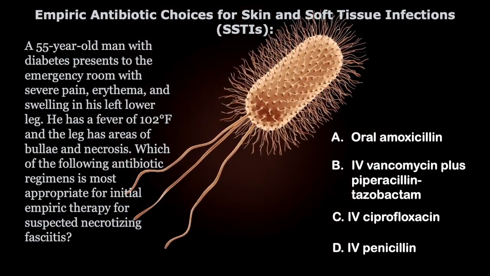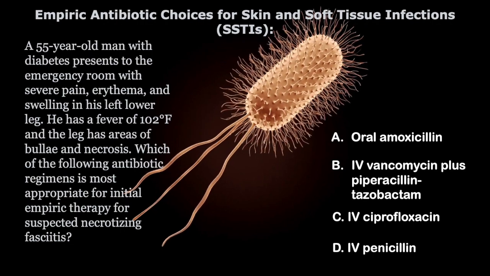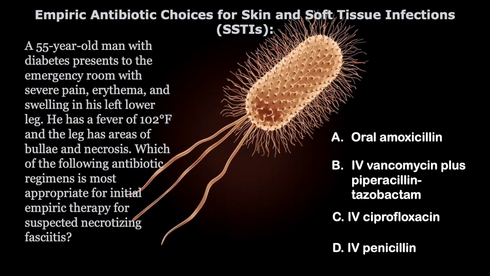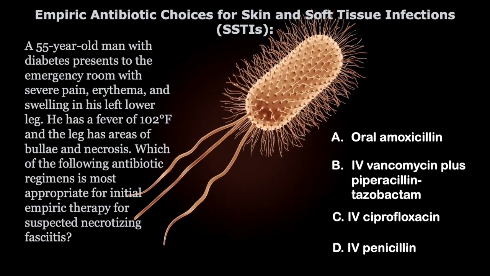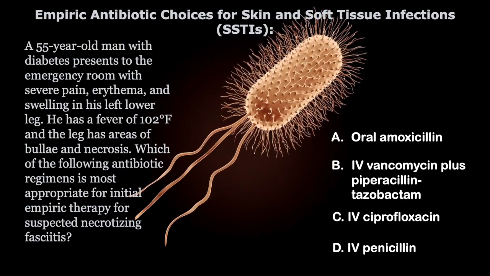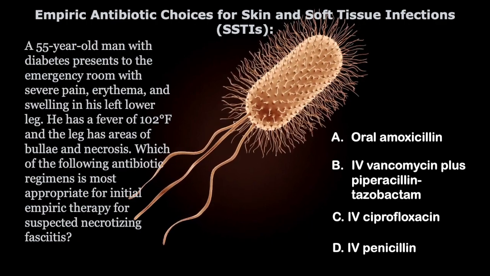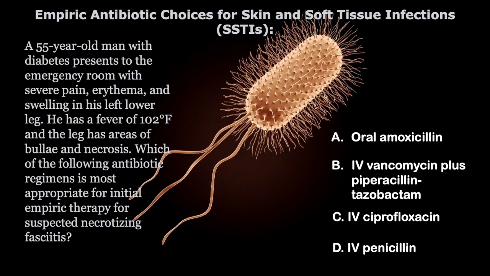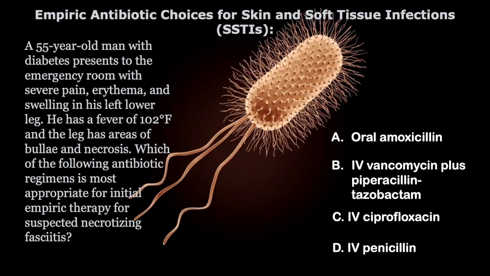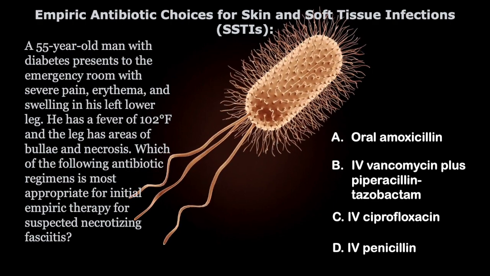A 55-year-old man with diabetes presents to the emergency room with severe pain, erythema, and swelling of the left lower leg. He has a fever of 102 degrees Fahrenheit, and the leg has areas of bullae and necrosis. Which of the following antibiotic regimens is the most appropriate for initial empiric therapy for suspected necrotizing fasciitis?